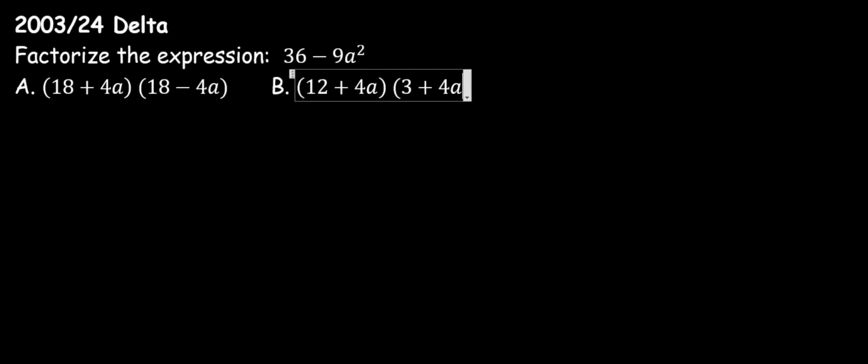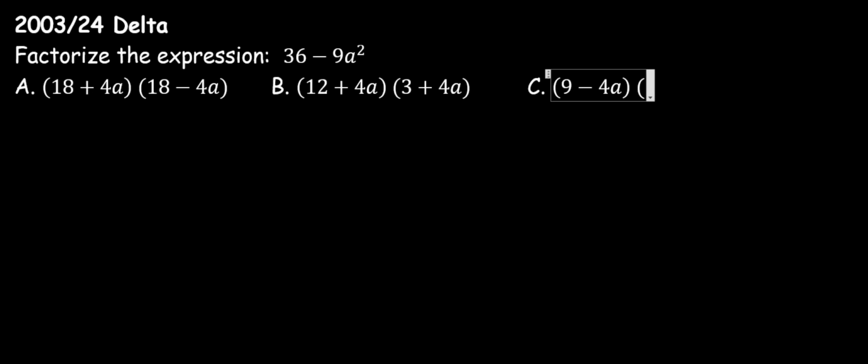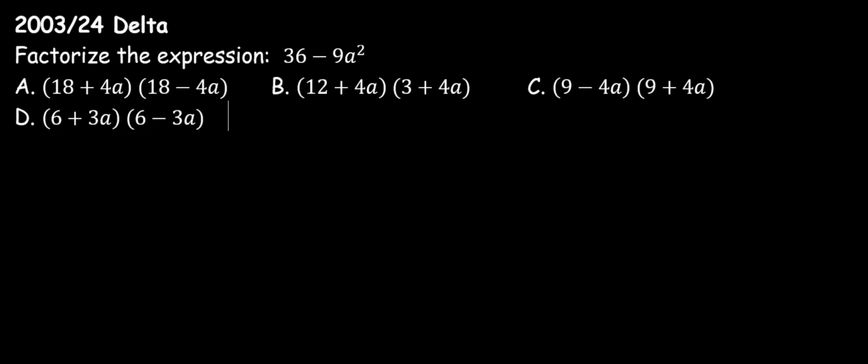Another example. Factorize the expression 36 minus 9a squared. The options are given. A, (18 plus 4a) into another bracket (18 minus 4a). B, (12 plus 4a) into another bracket (3 plus 4a). C, (9 minus 4a) into another bracket (9 plus 4a). D, (6 plus 3a) into another bracket (6 minus 3a). E, (6 minus 3a) into another bracket (6 minus 3a).